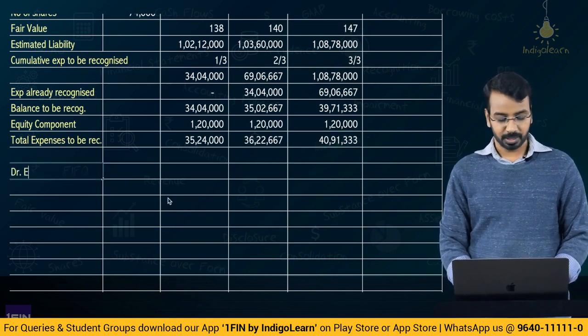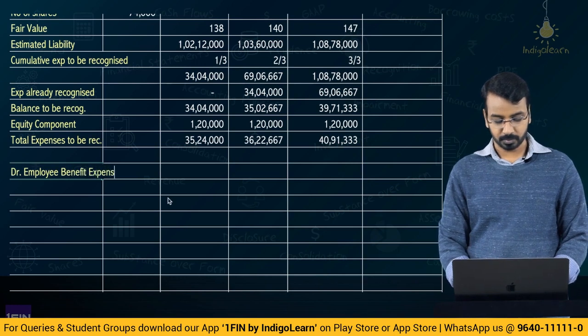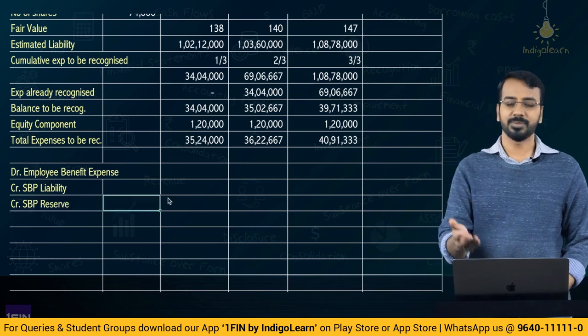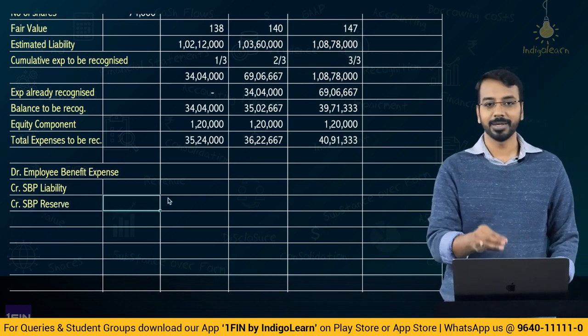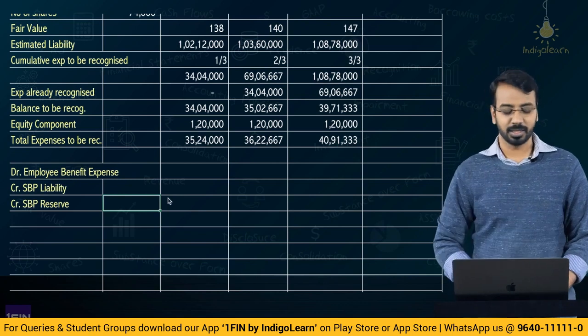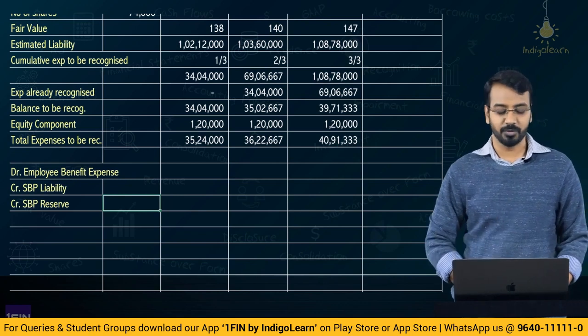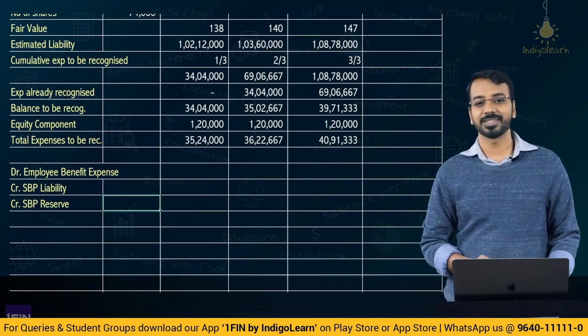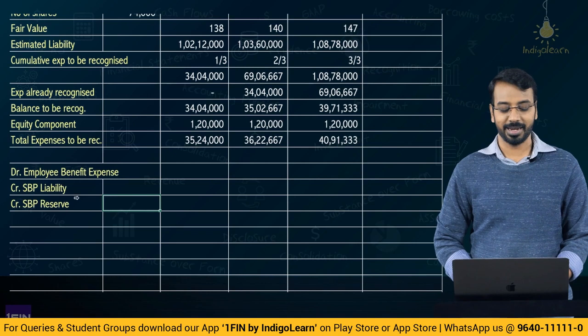What will be the entry? You will debit employee benefit expense and you will credit SBP liability and you will credit SBP reserve. So basically employee benefit expense account debit to SBP liability and SBP reserve. That's how we can pass the entries. Even if you write this, this is a valid way of writing entries. In fact, once you qualify, this is how you will be passing entries in your ERP systems, right.